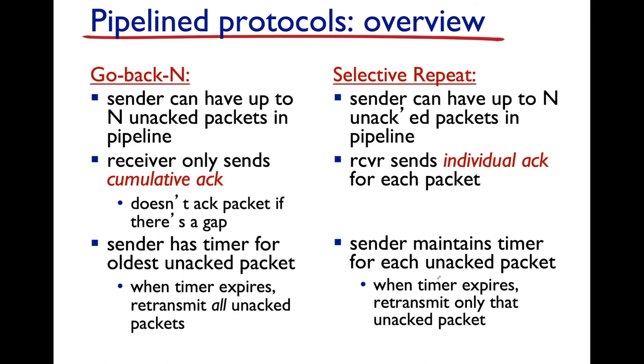So in Selective Repeat, the sender maintains a timer for each individual unacknowledged packet. And when the timer expires, only that packet is resent, that unacknowledged packet. Whereas with Go-Back-N, it sends all of them from the beginning of the send window all the way to the end of the send window for every single unacknowledged packet. And so you can think about it: it's cumulative ACK, but Go-Back-N is also cumulative resend.